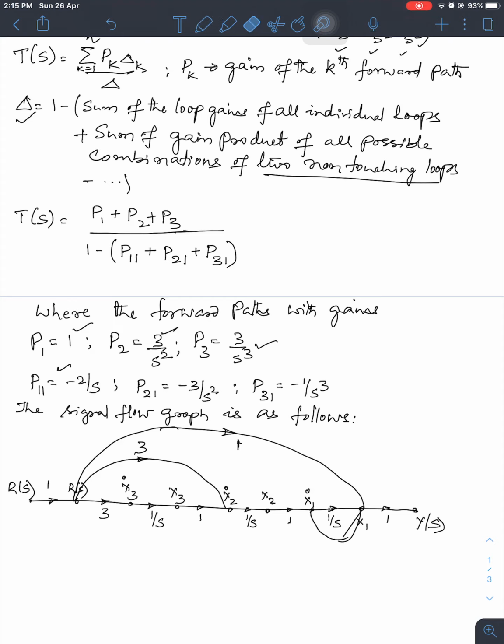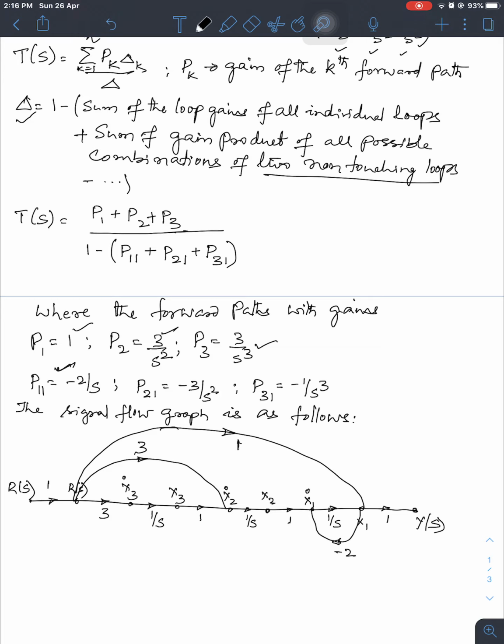We'll try to put a loop, and the gain of this loop is minus 2. If you look at this loop, it is x1 dot, x1 back to x1 dot. So gain is 1 by s into minus 2, so minus 2 by s. So P11 we are able to synthesize.